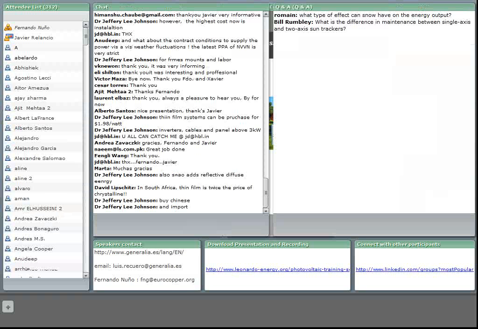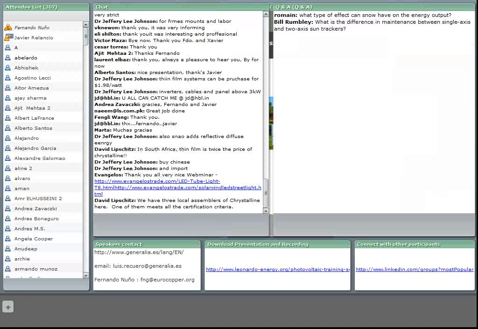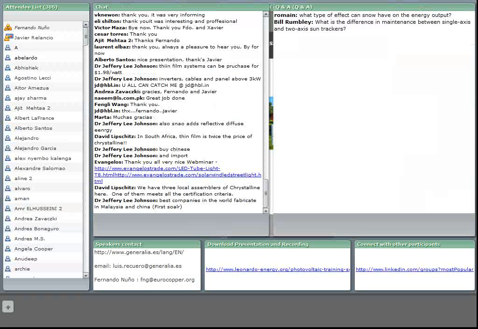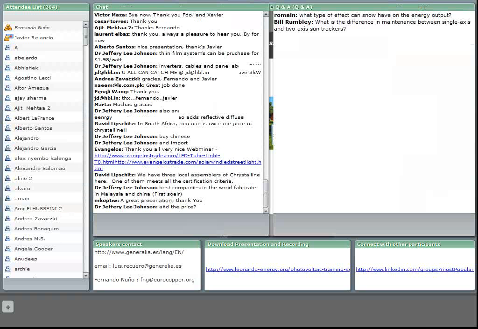Well, I have selected a new question from Bill Rambley. He's asking what is the difference in maintenance between single axis and two axis sun trackers. Well, the main difference will be that in two axis sun trackers we normally have two motors and we also have two sensors. As we have said during this webinar, the main maintenance tasks to be done for the sun trackers are the lubricating of the motors and the maintenance of the sensors.